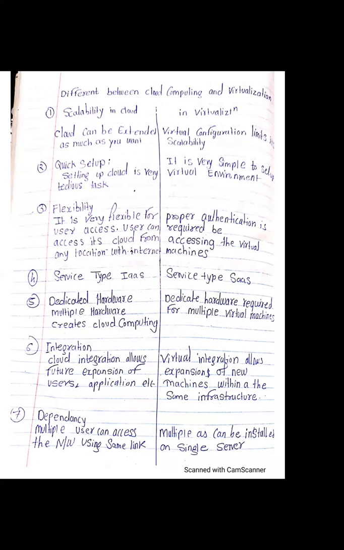Okay, let's talk about flexibility in cloud computing. It is very flexible for user access. The user can access the cloud from any location with internet. With the help of the internet, we can access our information, see whatever information we want, and store whatever file we want, accessible anywhere and in any location by using the internet.